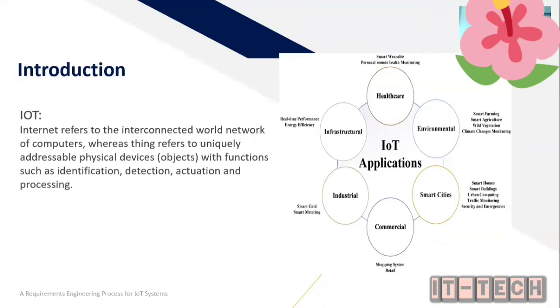Before we go to the requirement engineering process, we need to know about what IoT is. Internet of Things, IoT, describes the network of physical objects, things that are embedded with sensors, software, and other technologies. The IoT applications are healthcare, environmental, smart cities, commercial, industrial, infrastructure.